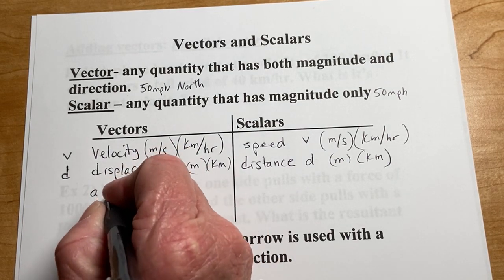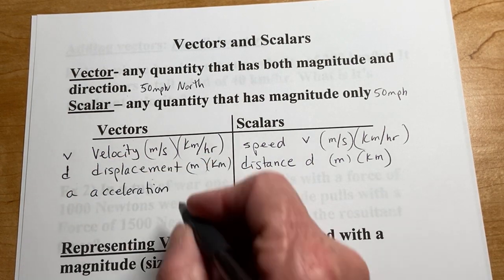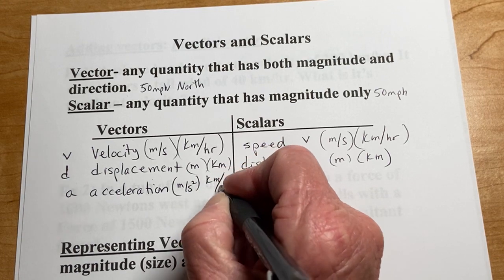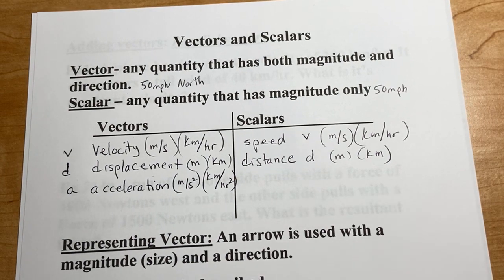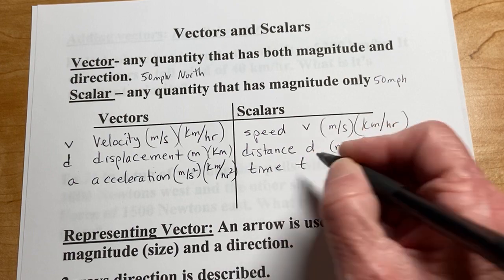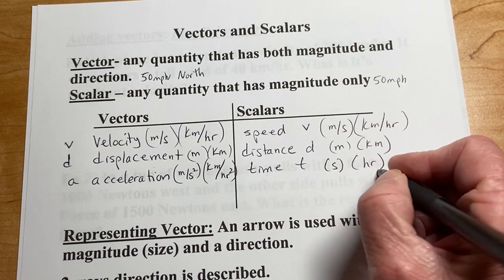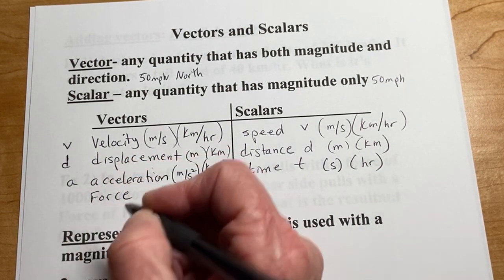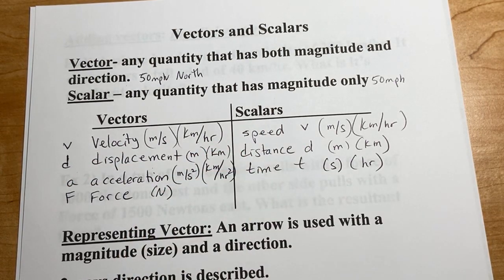Okay? Acceleration. We use a little letter A, and those are meters per second squared or kilometers per hour squared. Okay, there's no matchings on these, okay? I just have different lists of different things. Time, generally T with a curve on it, and we use seconds or hours. Okay, force, we use a capital F, and our units are generally only newtons.